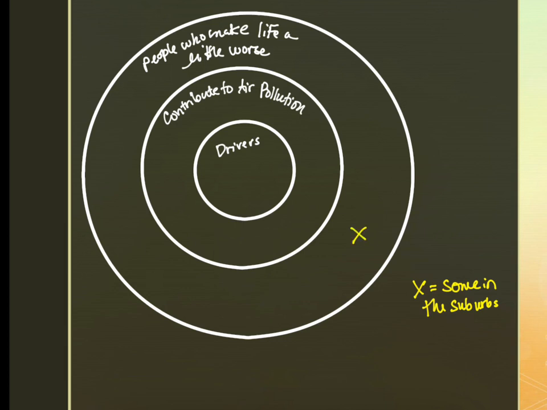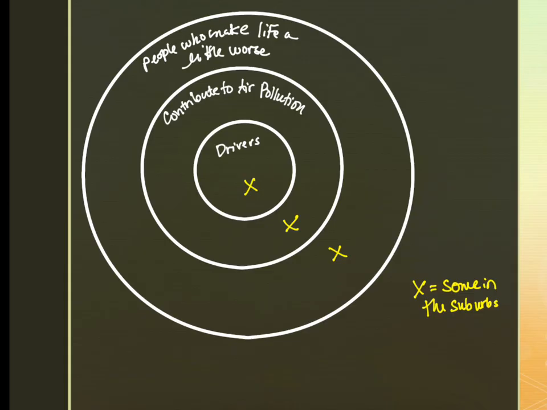Can I put my X anywhere else? Are you sure? What if the X were in here? Do those people make life a little worse? Like if it weren't here and it were there, would those people make life a little worse? Yeah. What if it were over here? Do those people make life a little worse? Yeah. So they could actually be in any one of those three circles and still fit that last criteria, because every piece of that diagram inside the big circle makes life a little worse. Make sense? But we don't know where they are.